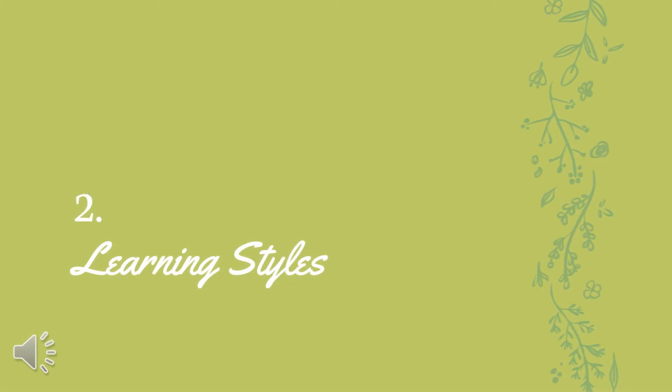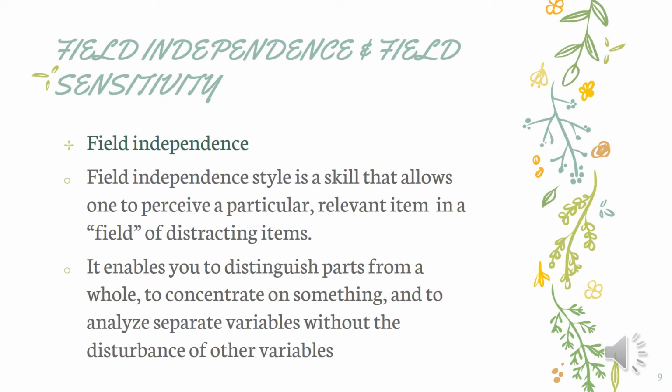So now we'll be looking at the learning styles. The first one is field independence and field sensitivity. Field independence: the field independent style is a skill that allows one to perceive a particular relevant item in a field of distracting items. It enables you to distinguish parts from a whole, to concentrate on something, and to analyze separate variables without the disturbance of other variables.